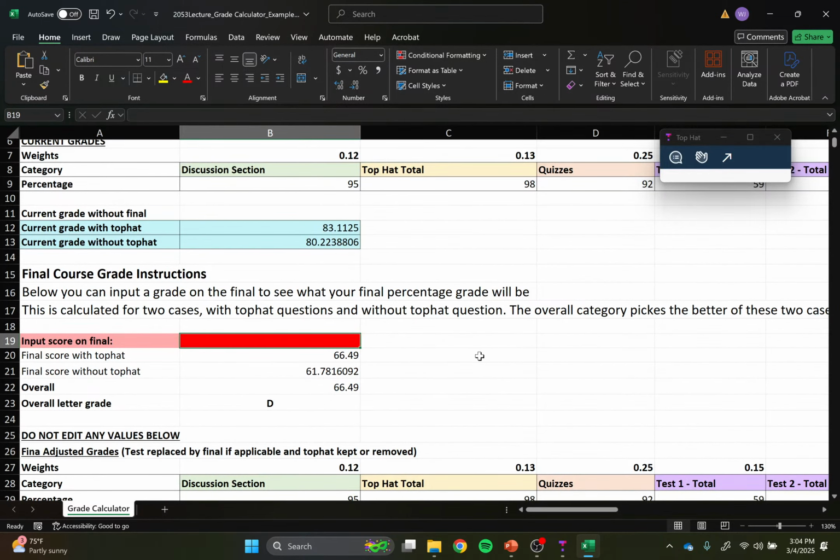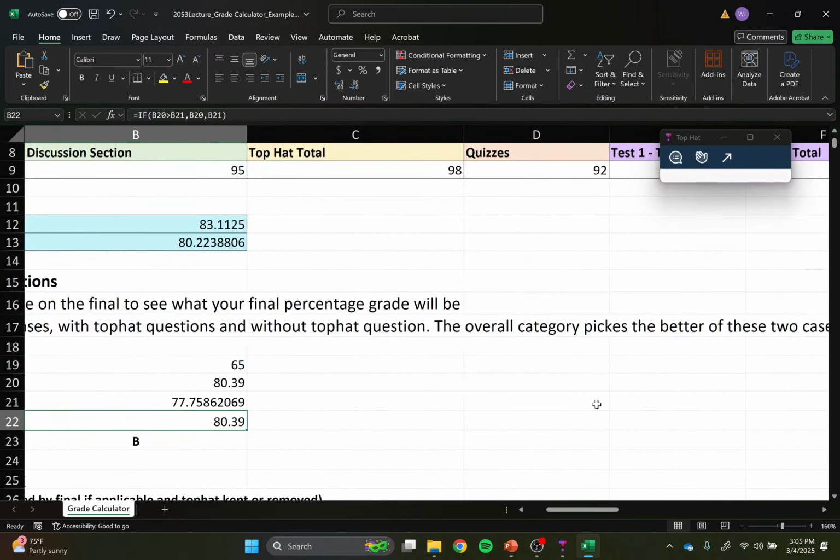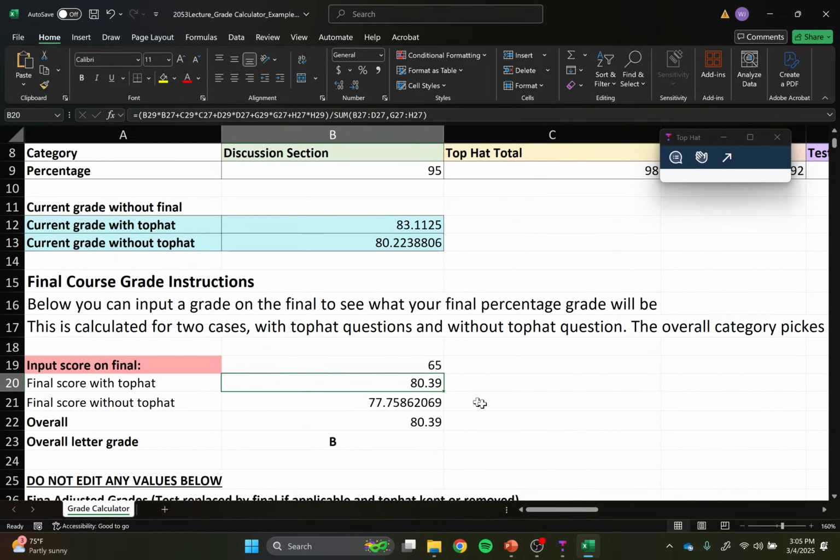Say on the final, let's just see what happens if I get a 65. It will then spit out the final grade that you earn in the class. With Top Hat, without Top Hat, it's going to take the higher of the two. You can see that here. In this case, with Top Hat was an 80.39. Without Top Hat was a 77. It picked the bigger number. And then something I'm going to also point out now.